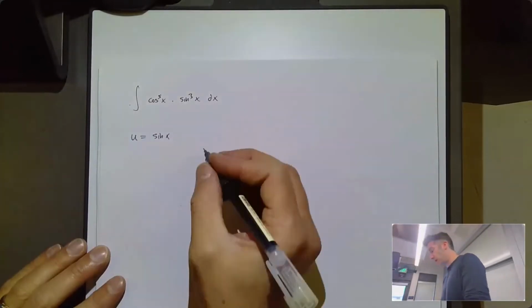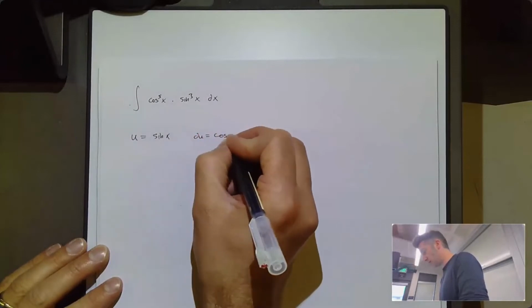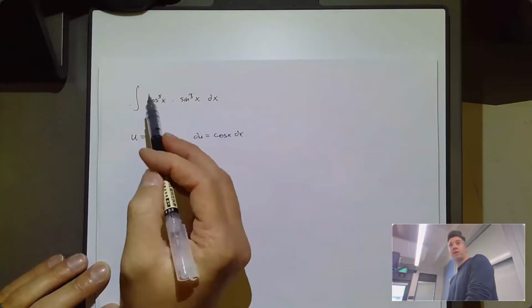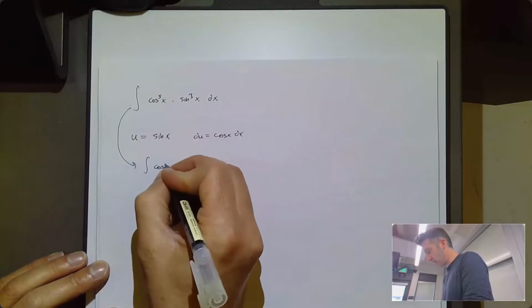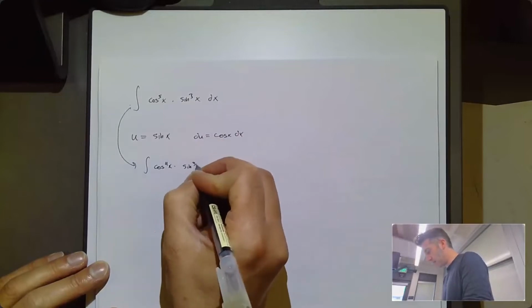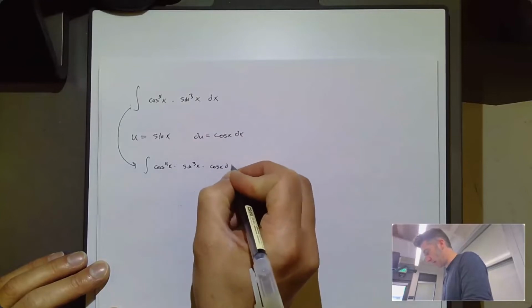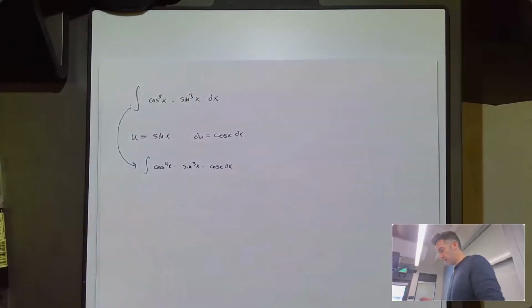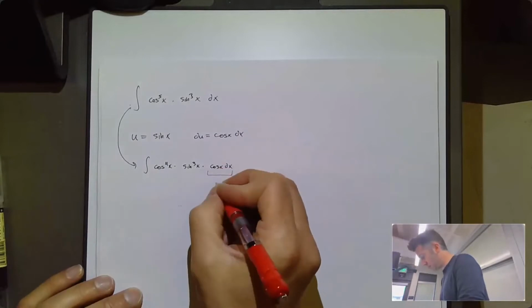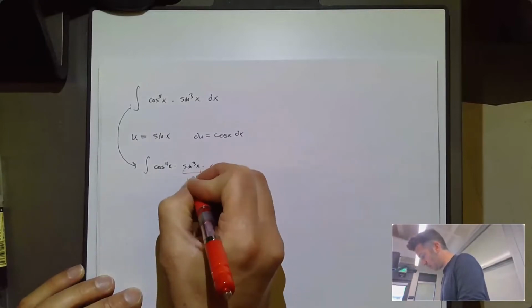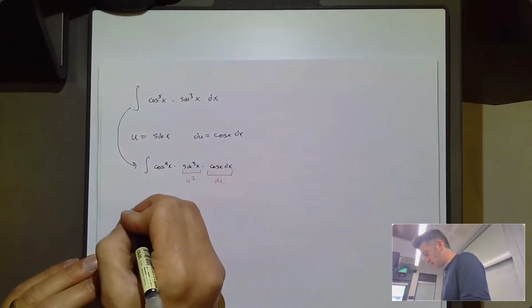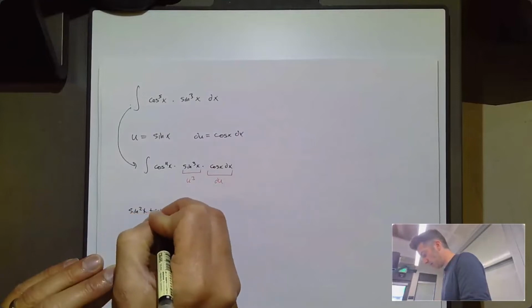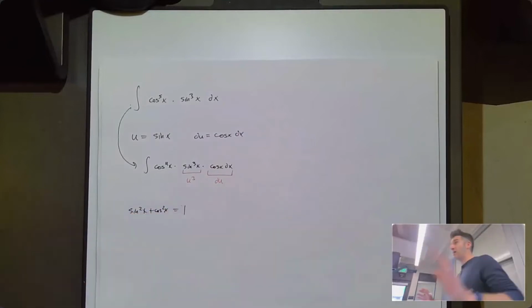So if we let u equal sine x, our du would be cosine x dx. I would break off one of the cosine x's from cosine to the 5th, rewrite this as the integral of cosine to the 4th x times sine cubed x times cosine x dx. The cosine x dx is my du. Sine cubed is going to be u cubed. And then I have to use my trig identity again. My trig identity is sine squared x plus cosine squared x equals 1. It's not sine to the fourth x plus cosine to the fourth. You can't like add whatever power you want and make it work.